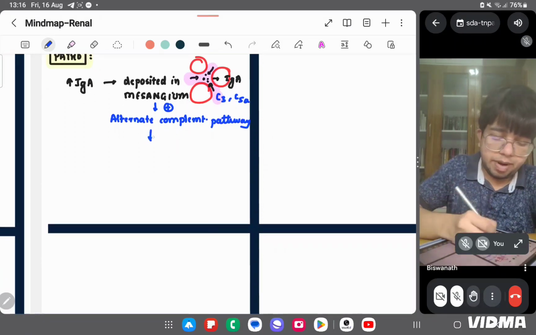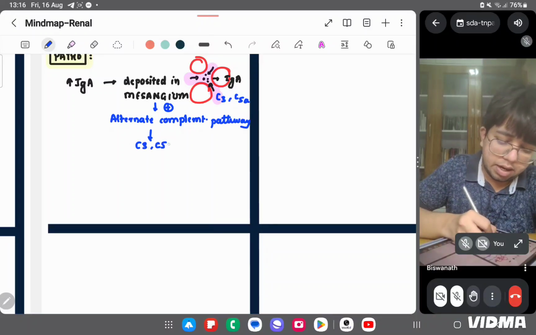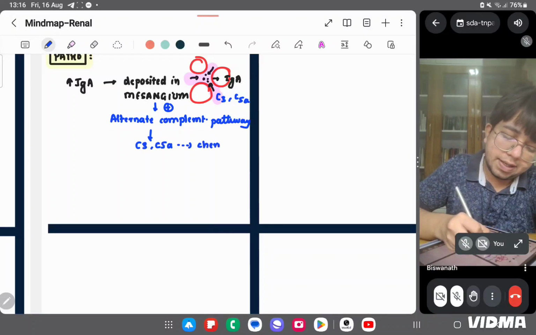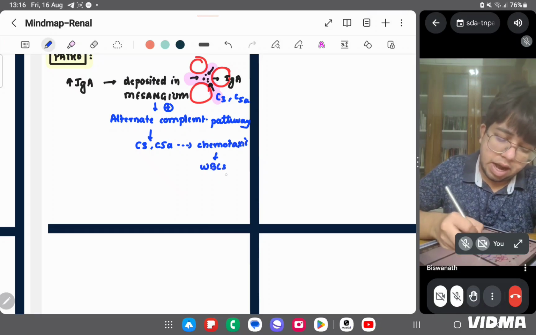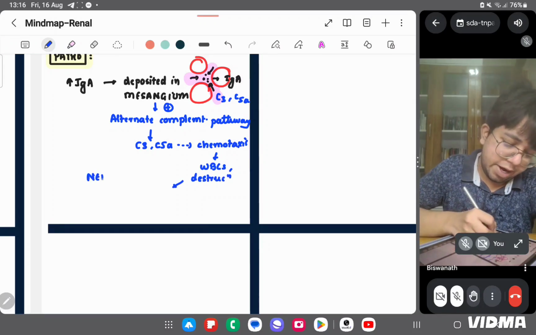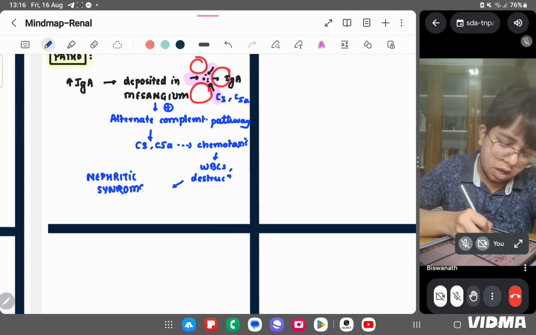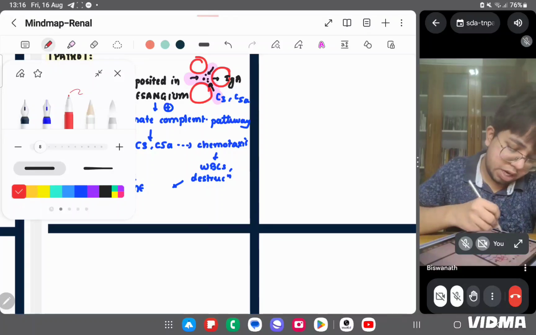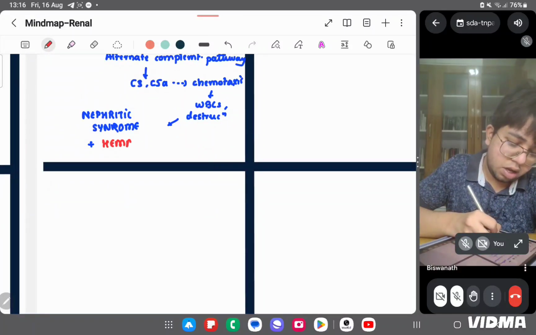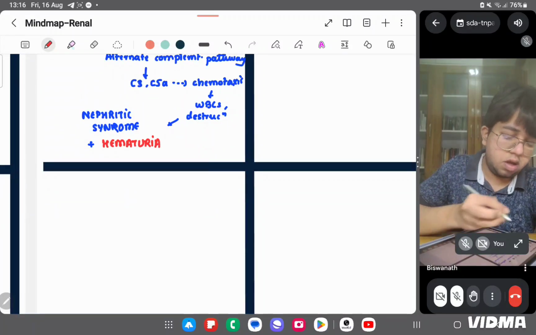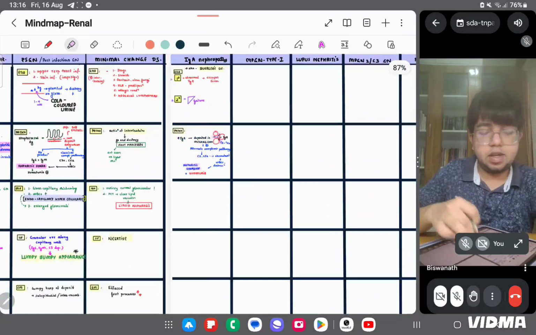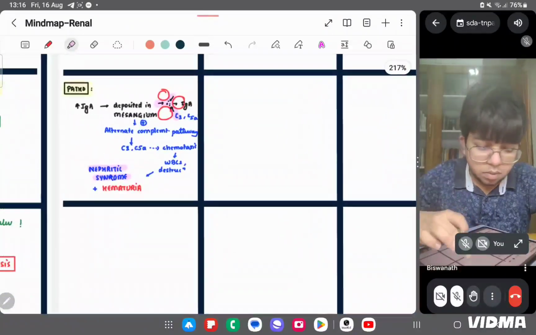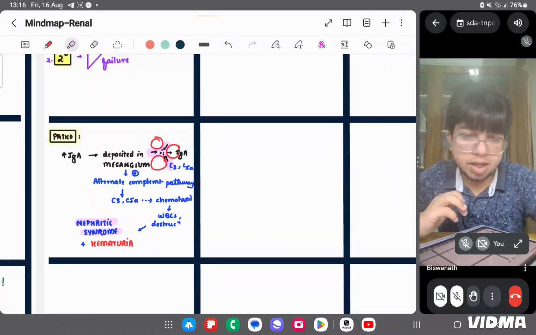This alternate complement pathway will bring C3 and C5a. There will be chemotaxis. There will be WBCs which will be coming and destruction. So there will be nephritic syndrome and associated with hematuria. So here nephritic syndrome is there, right? Understood the pathogenesis? Very simple pathogenesis, right?